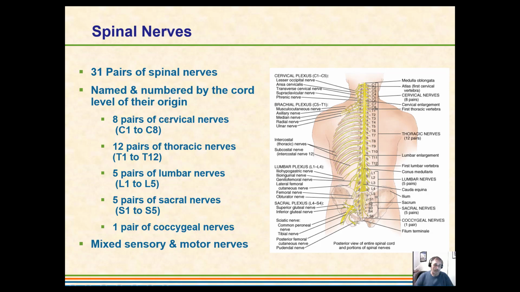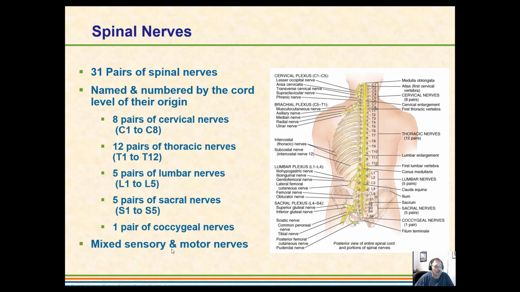So we have 8 cervical nerves. We have 7 cervical vertebrae, but there are nerves that pass between each of those. So C1 through C8 are the cervical nerves. We have 12 thoracic, and the thoracic nerves, the thorax is defined as any vertebrae that has a rib coming off of it. So we have 12 ribs, we have 12 thoracic vertebrae. We have 5 lumbar, we have 5 sacral, and 1 coccygeal nerve.